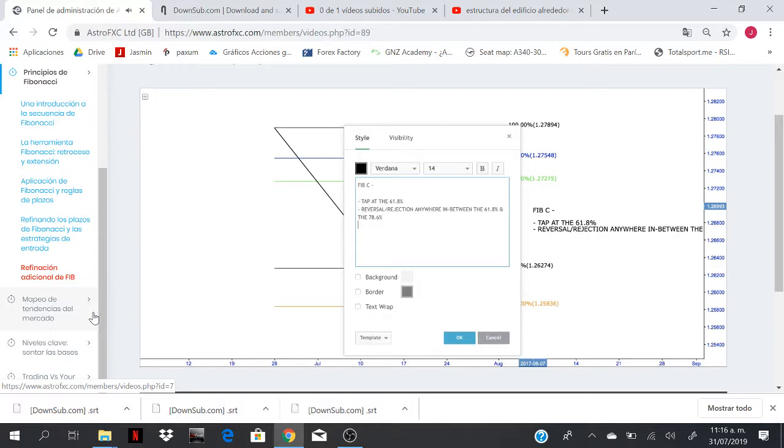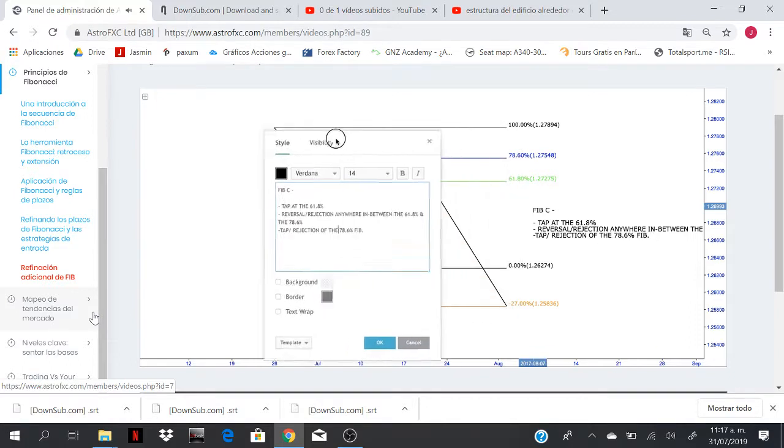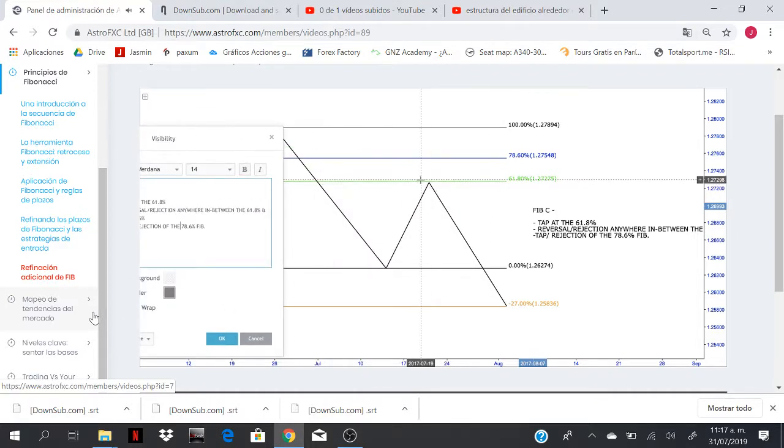And what we can also see finally is a tap or rejection of the 78.6% fib in itself. So what can actually happen there? Three variables. We can see the market pull back and tap directly.